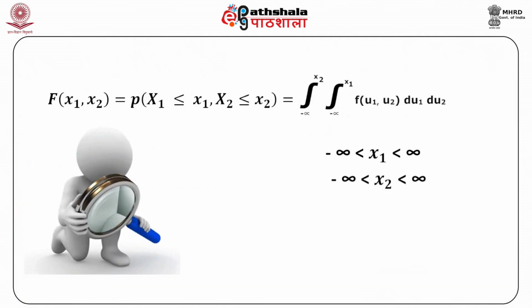In case of bivariate distribution, F(x1, x2) is equal to the probability that X1 is less than or equal to x1 and X2 is less than or equal to x2, which is equal to the integral from minus infinity to x2 of the integral from minus infinity to x1 of the function f(u1, u2) du1 du2, where x1 lies between plus infinity and minus infinity and x2 also lies between plus infinity and minus infinity, where f(u1, u2) is the value of the joint probability function of x1 and x2 at u1, u2.